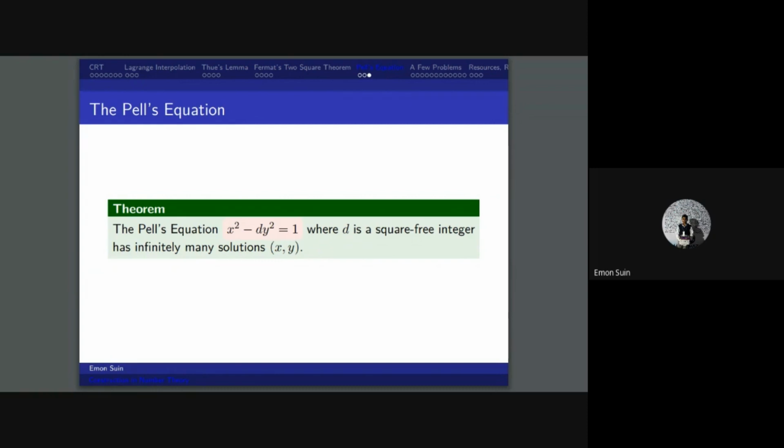Yes. This doesn't have a perfect square as its factor.